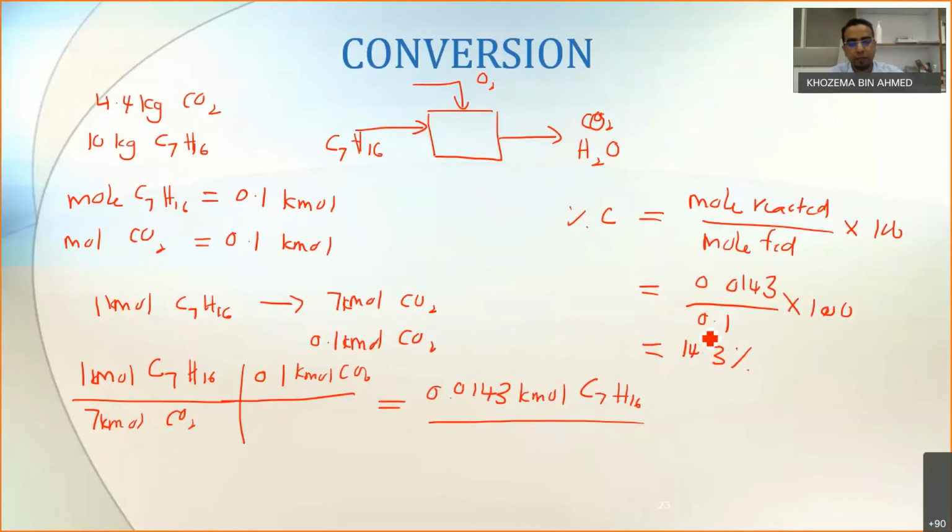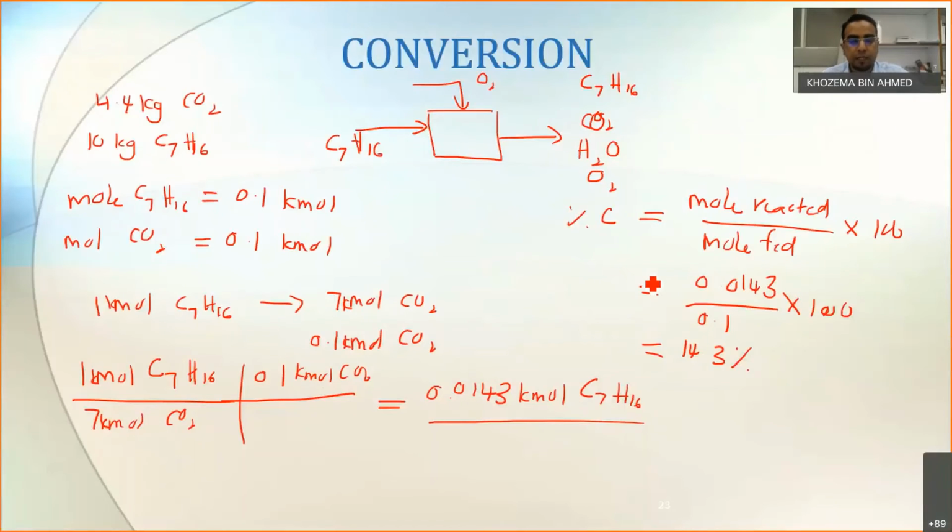So this is my conversion, meaning that out of 0.1 kilomole, I'm only using 14.3%. So if I were to do a complete labeling of my flowchart here, I must also put here the C7H16 that was unreacted with the O2. Why? Because my oxygen is my excess reactant, meaning I will definitely have more oxygen than C7H16 here. So that is the first way to find your conversion.